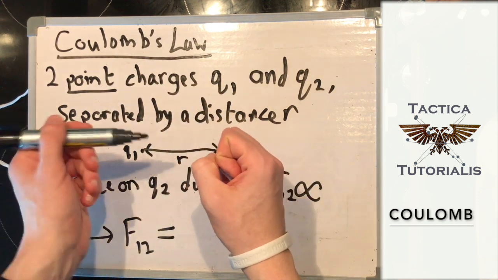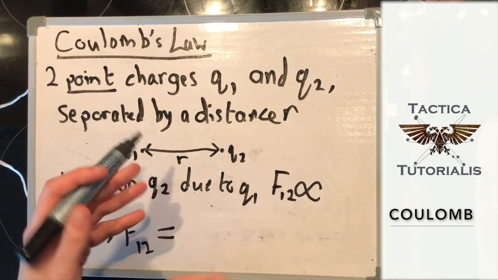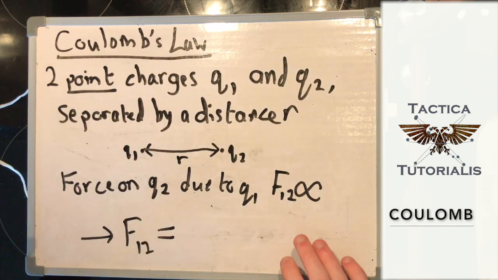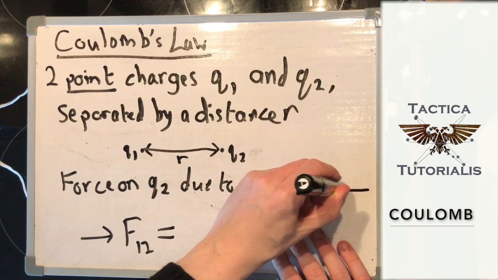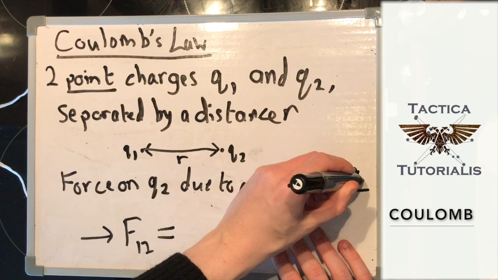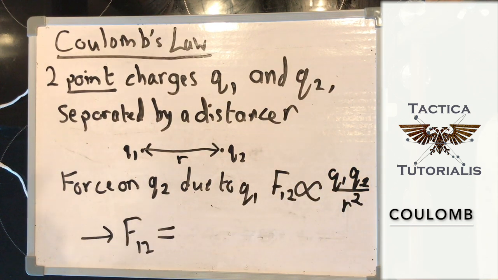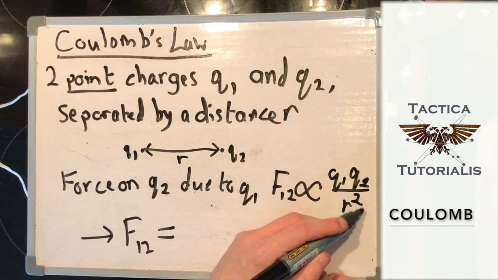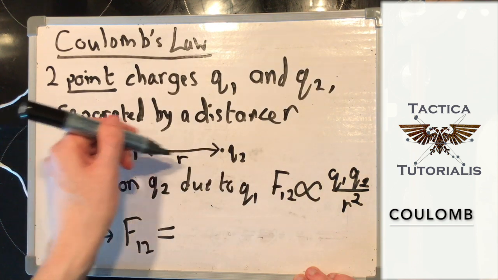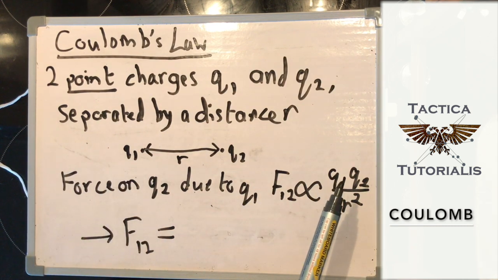So if I'm looking at Q2, Q1 is going to put a force on it and push or pull it around. What is the size of that force going to be? Well, it's an inverse square law, and it is as follows. The force from one on the other is proportional to Q1 multiplied by Q2 all over r squared. This is where our inverse square law comes in. As you can see, it's proportional to 1 over the square of the distance, or the radius if you like, between the two charges.